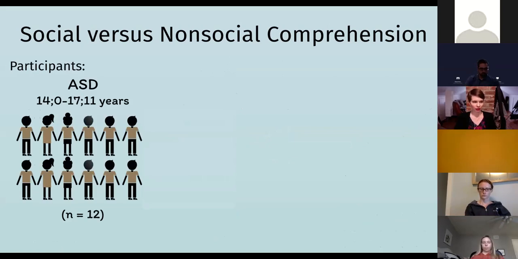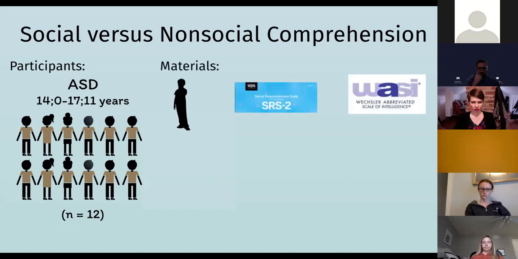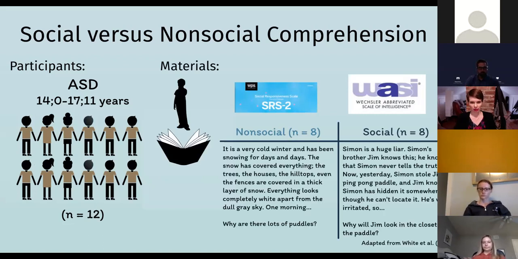We had adolescents with autism between the ages of 14 and 17, and we had 12 adolescents. To measure the participant characteristics, we used the Social Responsiveness Scale to capture social communication, and then the WASI to capture nonverbal cognition as well as vocabulary. And then our text characteristics were differentiated on those measures that I showed you.